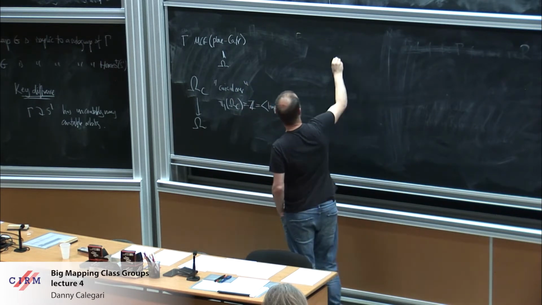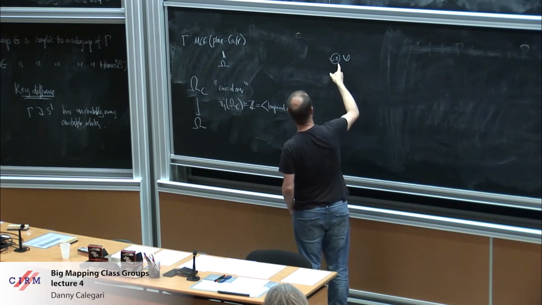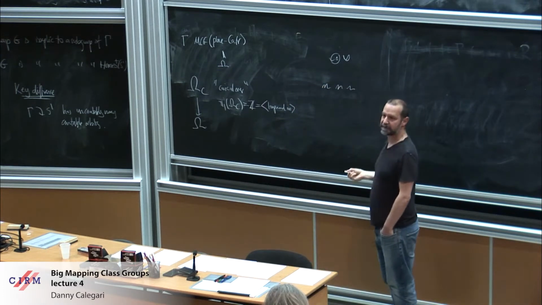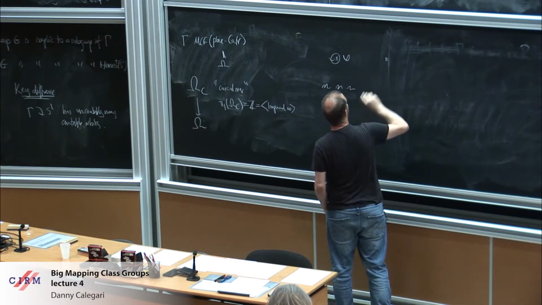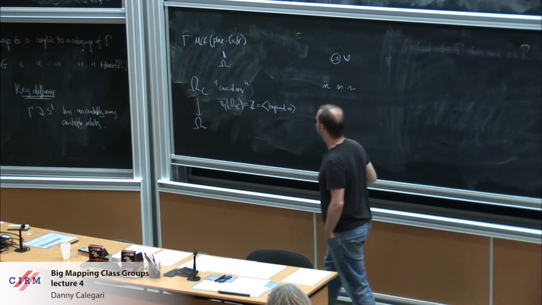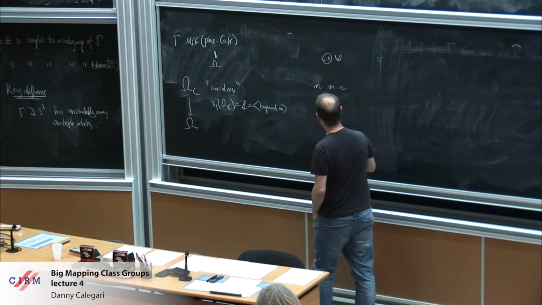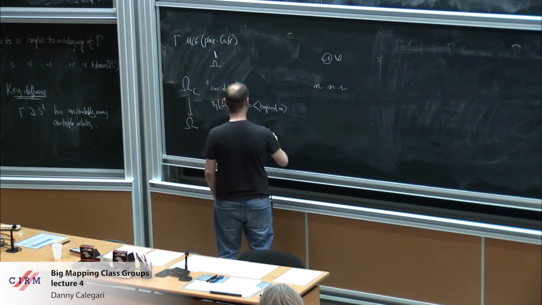So the loop around infinity is a nice, interesting element in pi 1 of the plane minus a Cantor set. And so there's a nice covering space of this, which is, well, an annulus, really, topologically. So topologically, this is an annulus. But if we put a hyperbolic structure, so let's put a nice hyperbolic structure on this.